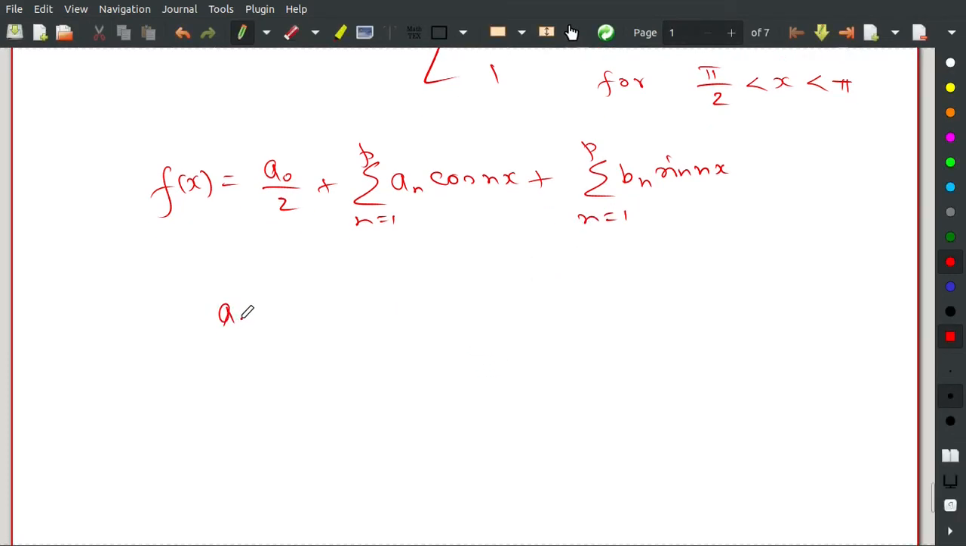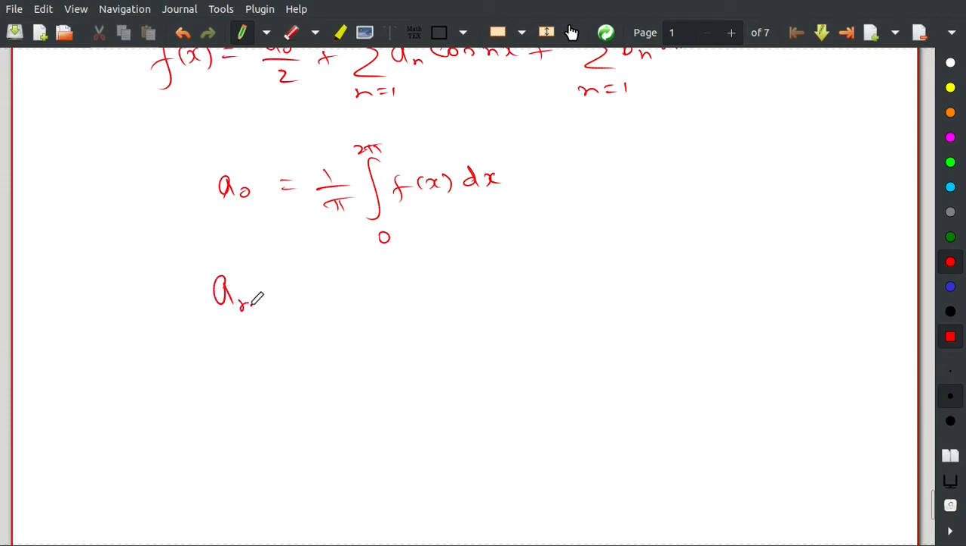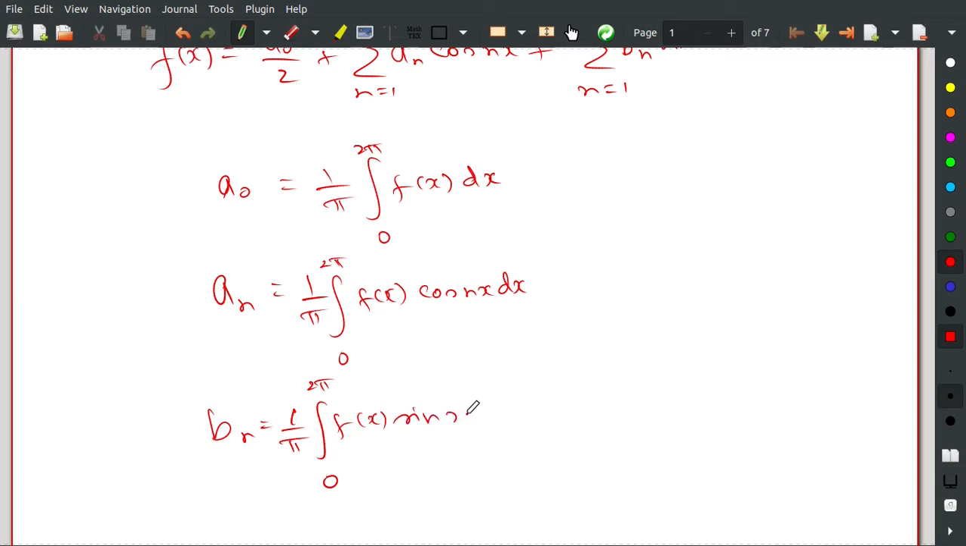A naught equals, as usual, 1 by pi integral 0 to 2 pi f of x dx. And an equals 1 by pi integral 0 to 2 pi f of x cos nx dx. And bn equals 1 by pi integral 0 to 2 pi f of x sin nx dx. One thing you have to remember is, since f of x has 3 values in this interval, we have to split this integral into three parts.